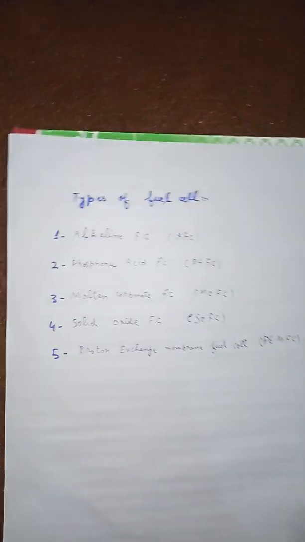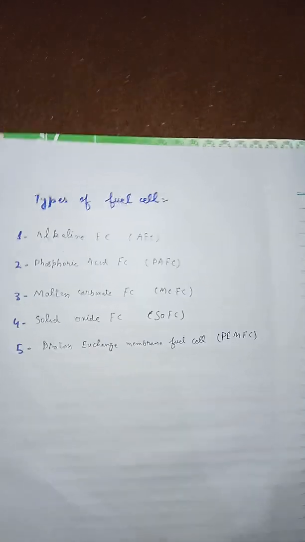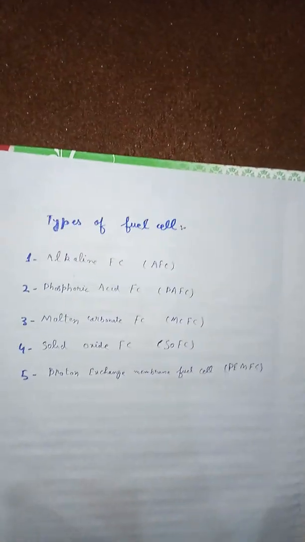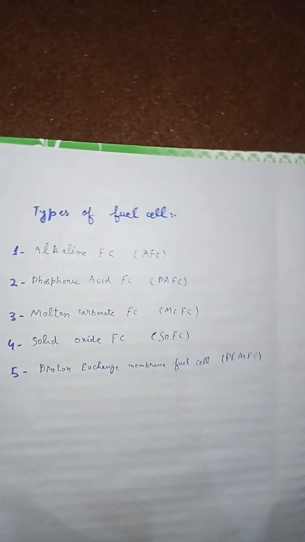Second one is phosphoric acid fuel cell. Phosphoric acid is the electrolyte used in this type of fuel cell. It operates at high temperature up to 200 degrees Celsius. It has an efficiency of 55%, and 11 MW units have been tested. Platinum catalyst is very expensive. The electrolyte is very corrosive.